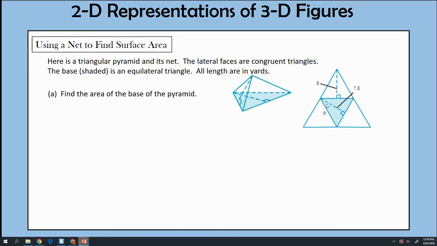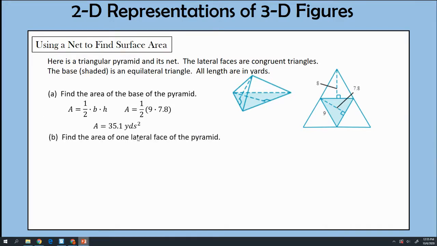So the base is 9, the height is 7.8. How do we find the area of a triangle? 1/2 base times height. 1/2 times 9 times 7.8, 35.1 yards squared. Okay. Next, find the area of one of the lateral faces. So again, the lateral faces are the triangles. These are the triangles that make up the sides, if you will, of the pyramid.